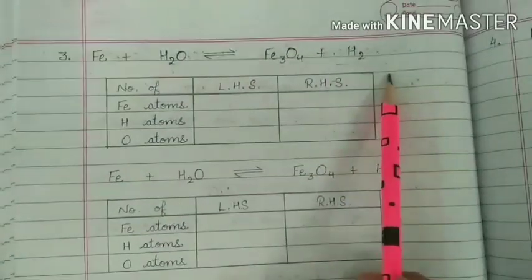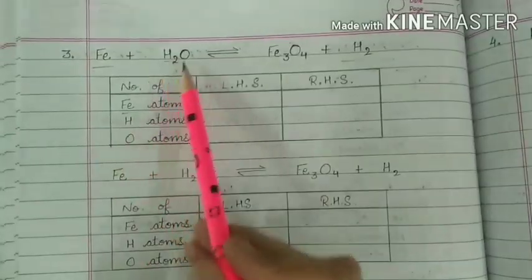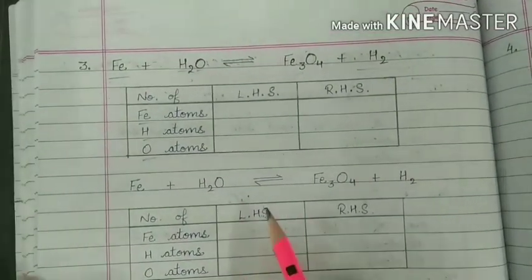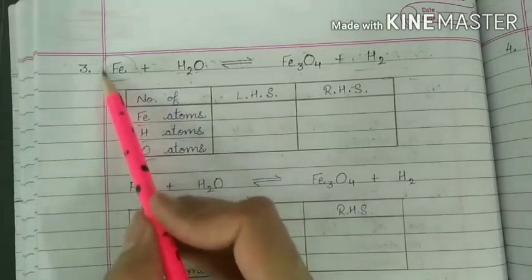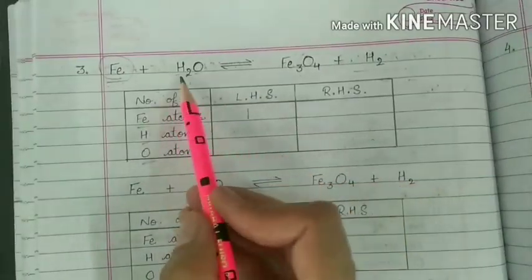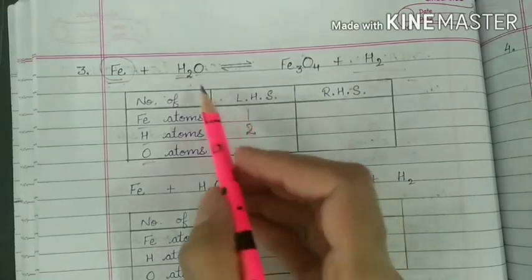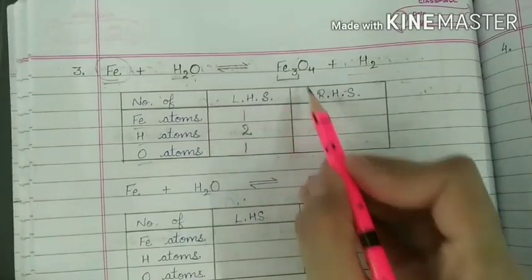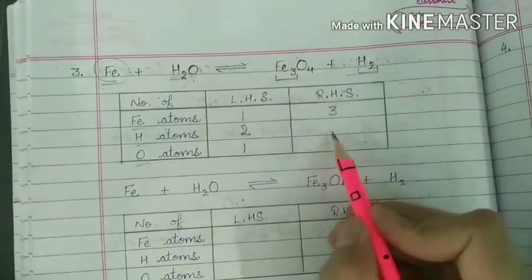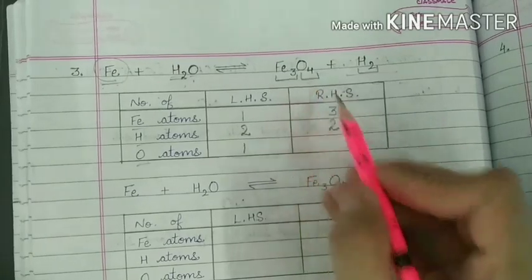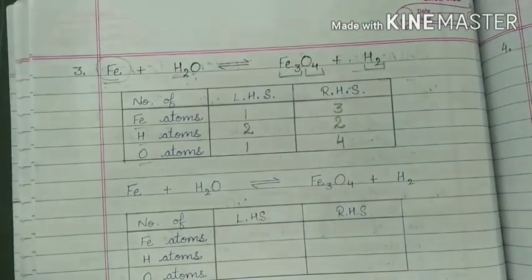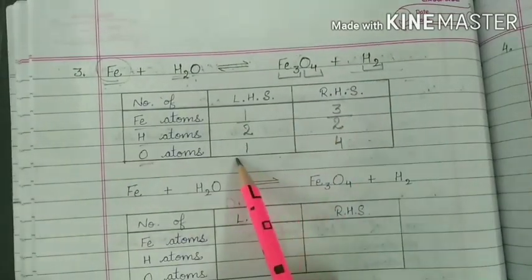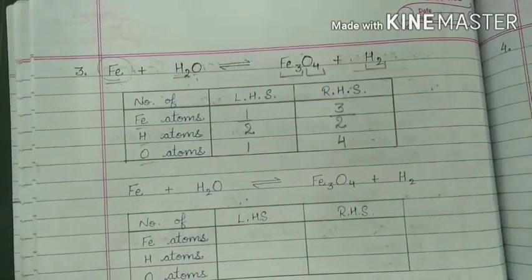Here in this equation we have 3 elements. These are iron, hydrogen and oxygen. So let's count the number of atoms of these elements on each side. We have 1 iron atom on the left-hand side, 2 hydrogen atoms and 1 oxygen atom on the left-hand side. And on the right-hand side, 3 iron atoms, 2 hydrogen atoms and 4 oxygen atoms. Now it is clear from here that we have an unequal number of iron atoms and oxygen atoms on the left-hand side and right-hand side.